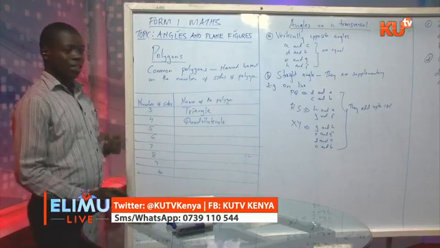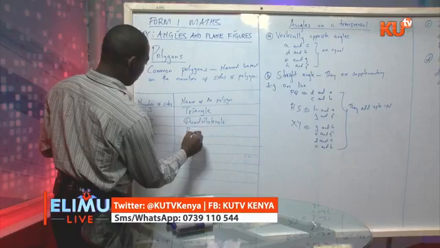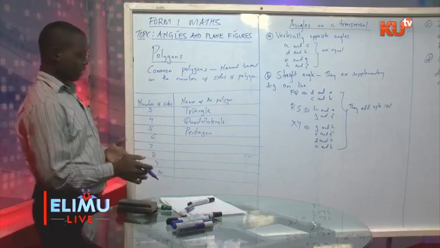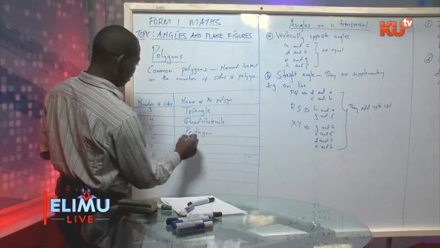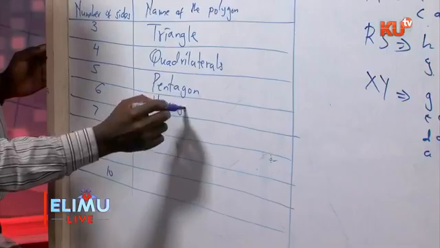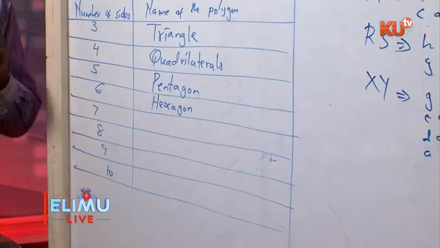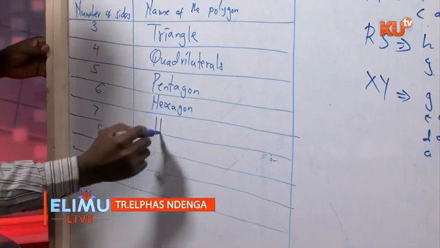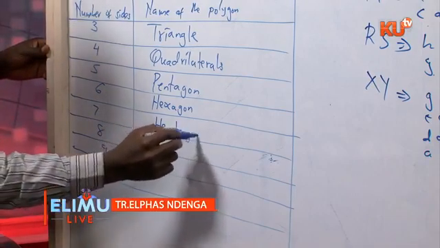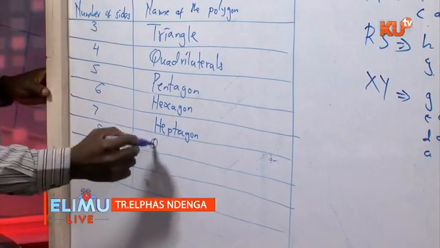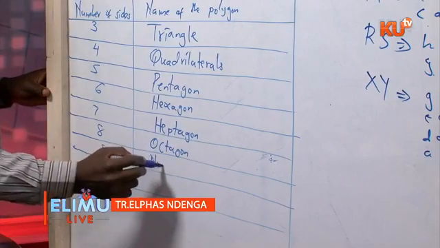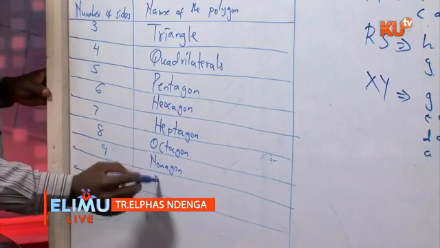A polygon with 5 sides, pentagon. That is common to most students, the pentagon, 5 sides. 6 sides, hexagon. 7 sides, those who are in sports will be able to tell, 7 events and 10 events, heptagon. 8 sides, we call it an octagon. 9 sides, we call it a nonagon. And 10 sides, we call it a decagon.